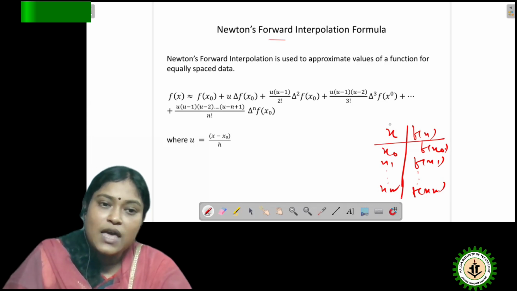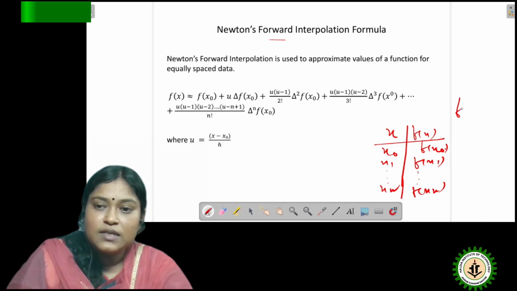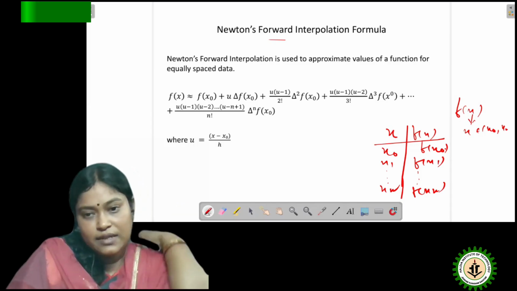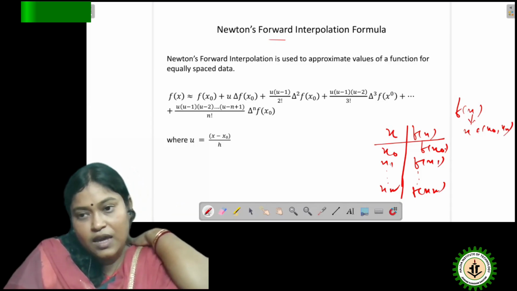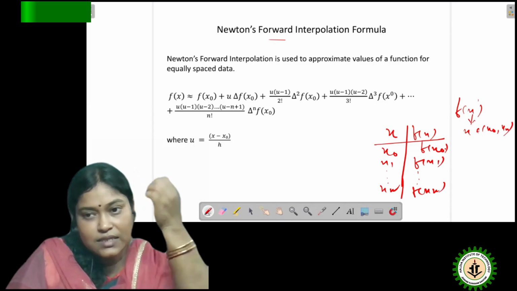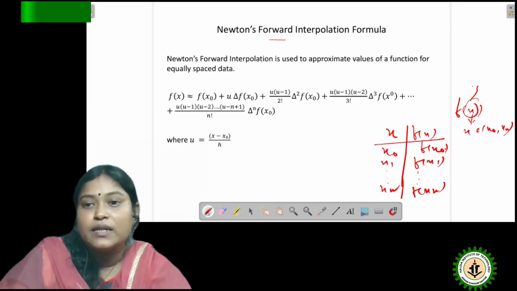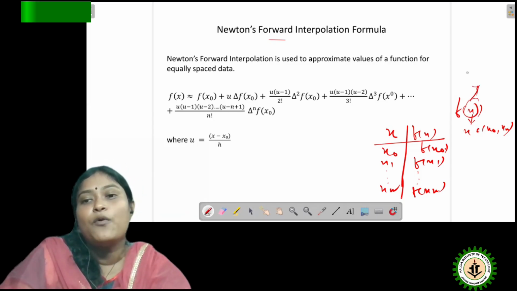Now, suppose I want to find some f of x where this x lies within the interval x naught, xn, other than these given points. This x is nothing but the interpolating point. This is known as the interpolating point.